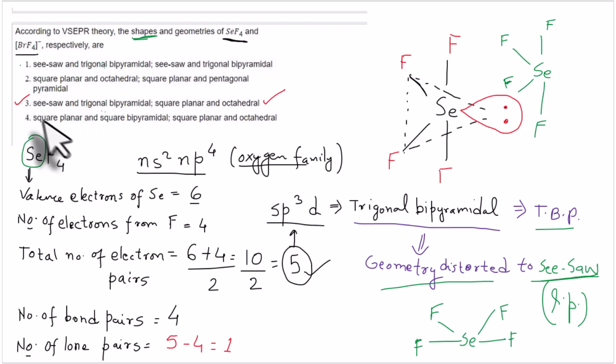So SeF4 has a seesaw shape and a trigonal bipyramidal geometry, while BrF4 minus has square planar shape and an octahedral geometry. I hope this explanation is clear, and this is a question which was asked in one of the competitive examinations, and it will be helpful to all the students preparing for any kind of competitive examinations for chemical sciences. I hope it is helpful, and thank you so much.